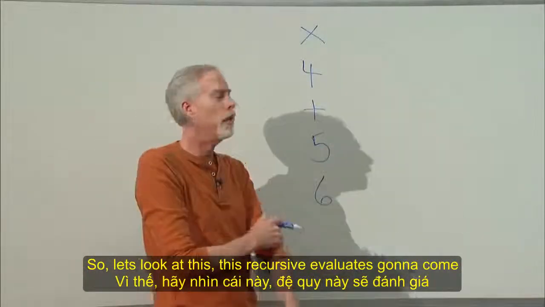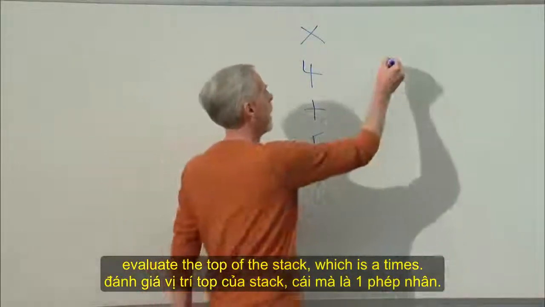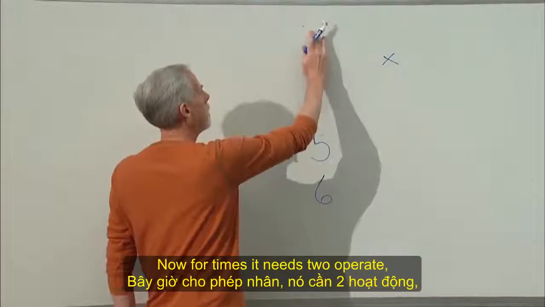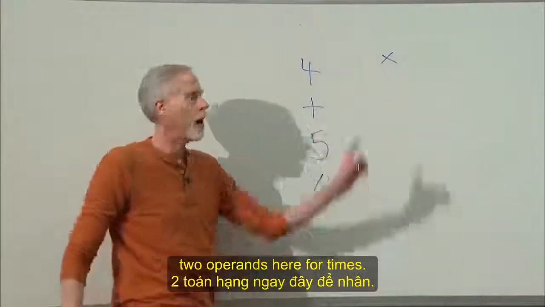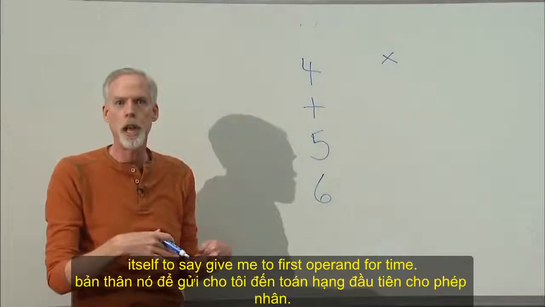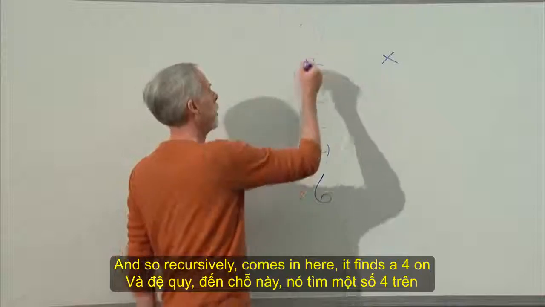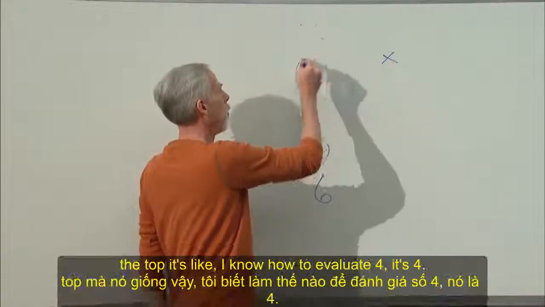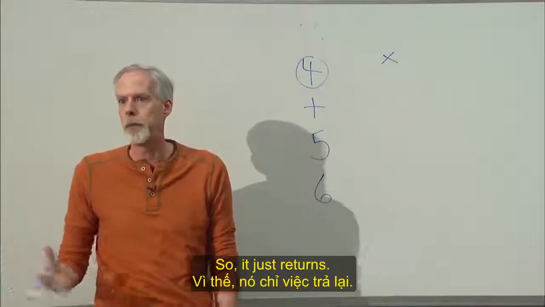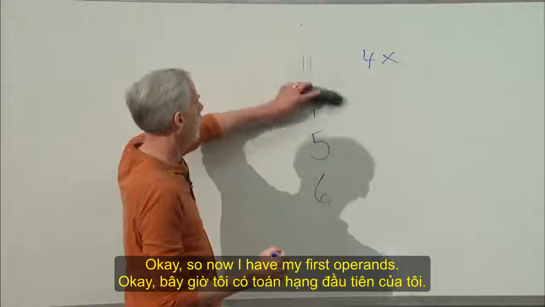This recursive evaluate is going to come in here. It's going to try and evaluate the top of this stack, which is a times. Okay, so it's like, okay, I'm doing times. Now, for times, it needs two operands. So it recursively calls itself to say, give me the first operand for times. And so recursively comes in here. It finds a 4 on the top. It's like, I know how to evaluate 4. It's 4. So it just returns. Okay? So now I have my first operand.